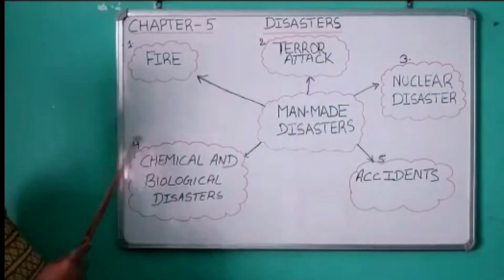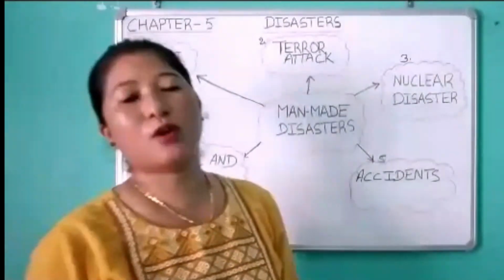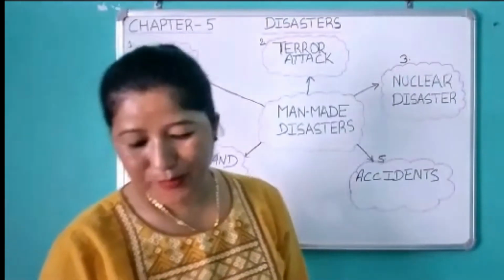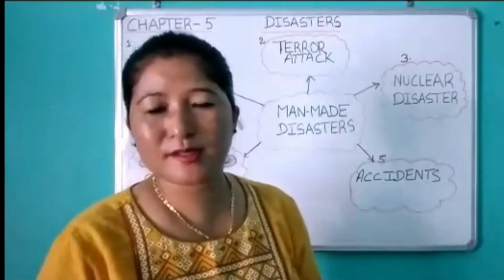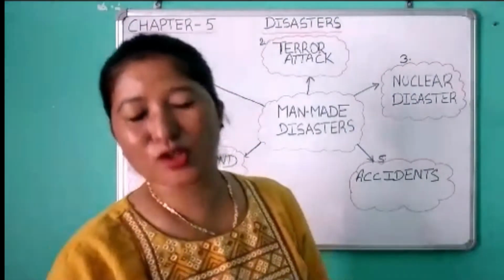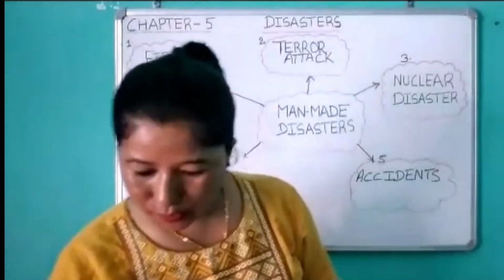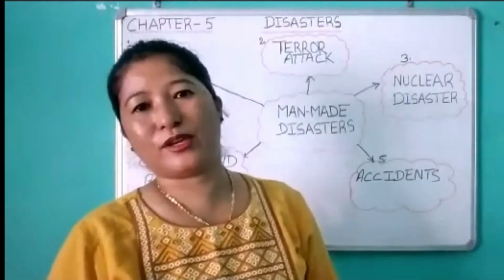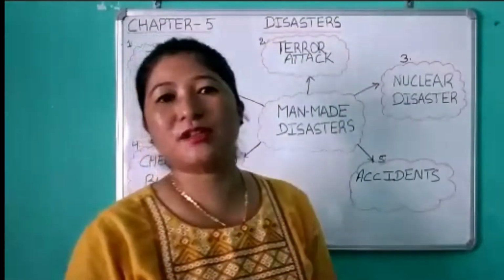Next, number 4 is chemical and biological disaster. What is a chemical disaster? These are caused by the accidental release of dangerous chemicals into the environment. This can result in the death of plant workers or people living nearby. Then biological disasters are caused by living organisms like microbes and bacteria. When disease-causing germs like bacteria and viruses are used deliberately to harm people, it is known as a biological weapon.